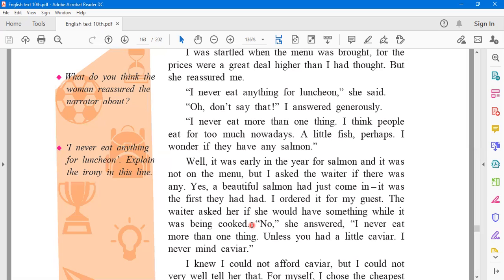"When my mutton chop arrived, she took me quite seriously to task. 'I see you are in the habit of eating a heavy luncheon. I'm sure it's a mistake. Why don't you follow my example and eat one thing?'"